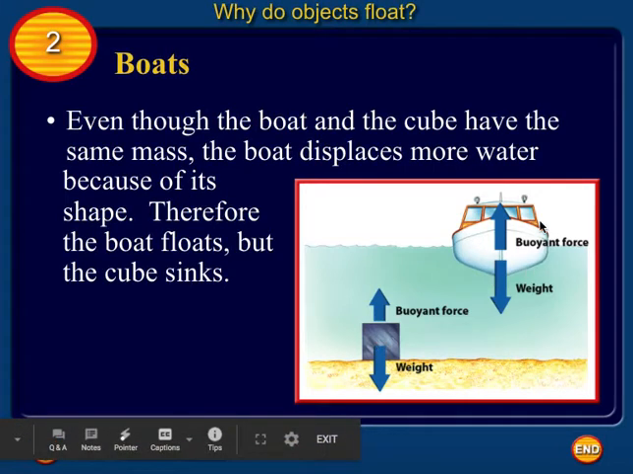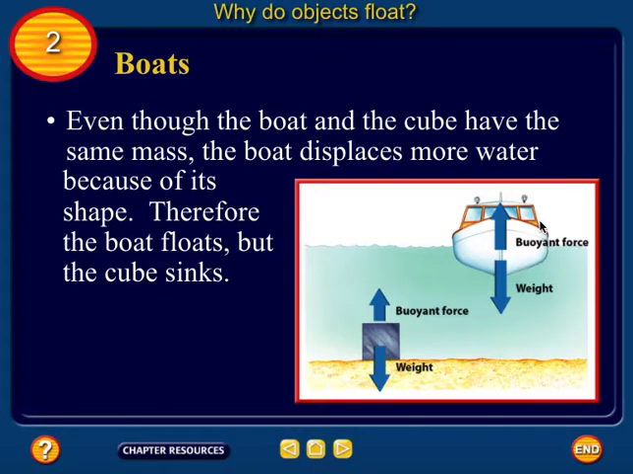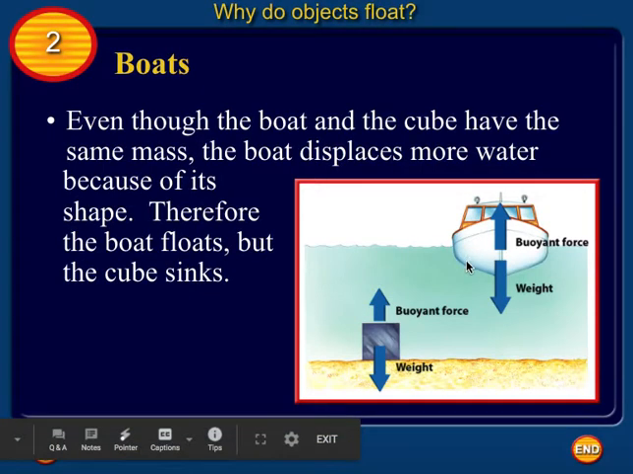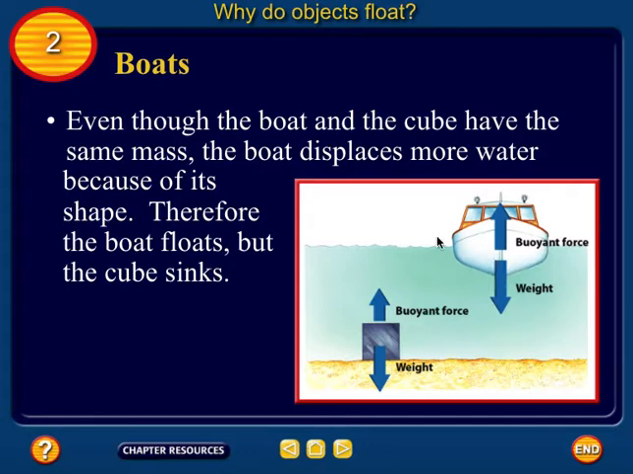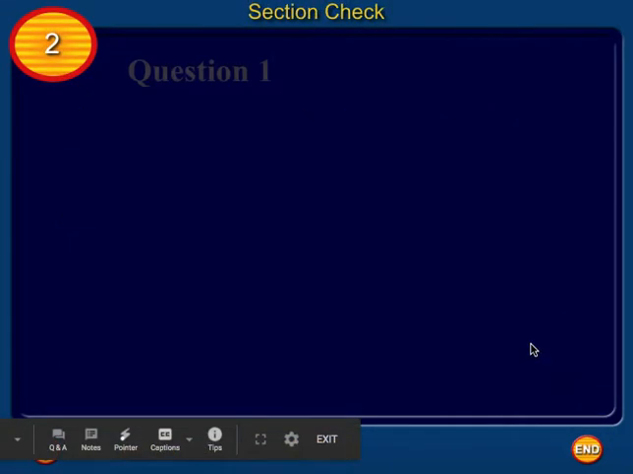If you look back and remember the picture we had of the two pieces of foil, the one that was crumpled up or folded up sank. The one that had the larger surface area that displaced more water allowed it to float. So therefore the boat floats, but the cube sinks because of all of this extra space here, and what's inside there? There's obviously air inside there that moves all that stuff out of the way.